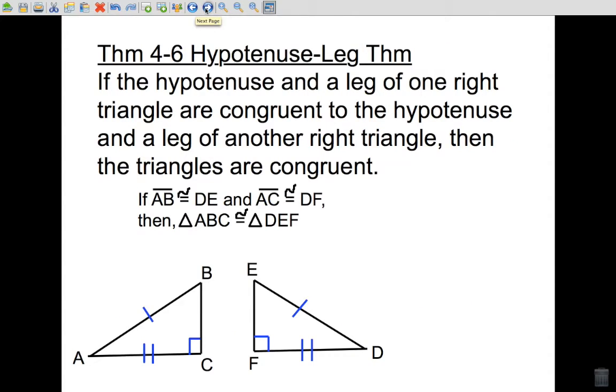We now have yet another way to prove two triangles are congruent. We'll refer to this theorem as the HL congruence theorem. It states if the hypotenuse and the leg of one right triangle are congruent to the hypotenuse and leg of another right triangle, then we can say that the two triangles are congruent. In the example below, if we know hypotenuse AB is congruent to hypotenuse DE, and we know side AC is congruent to side DF, then we can conclude that the two triangles are congruent.